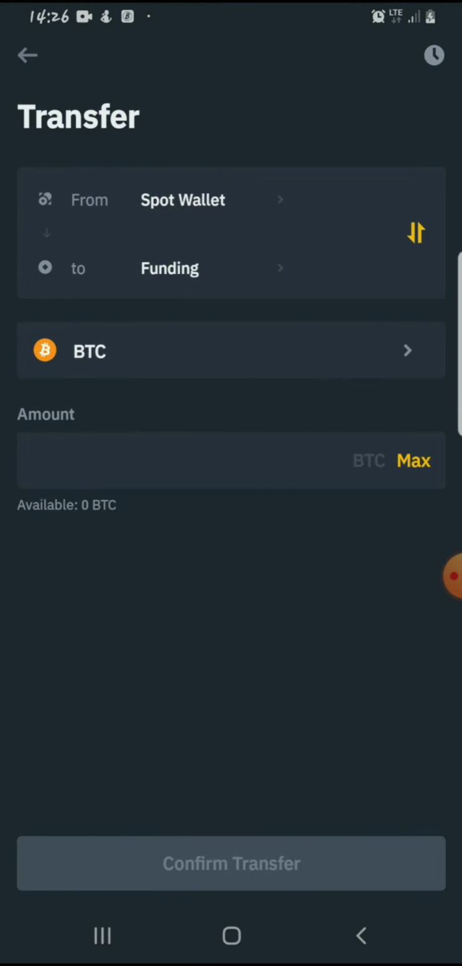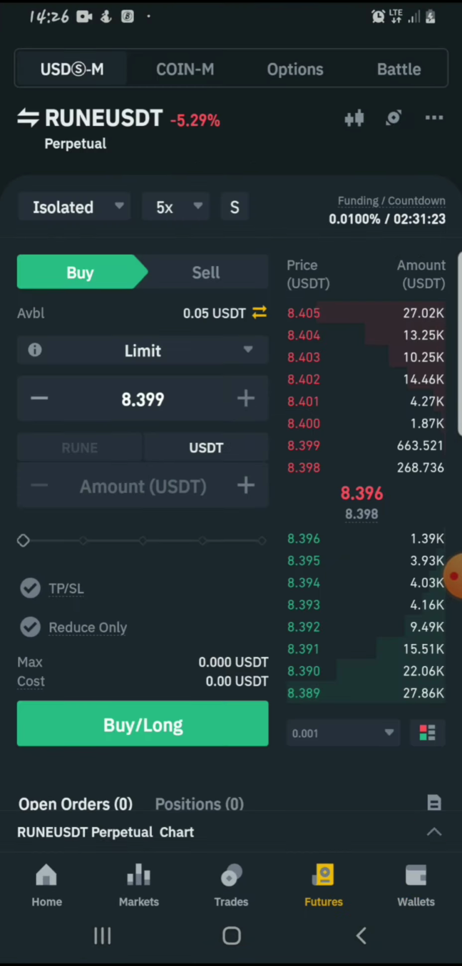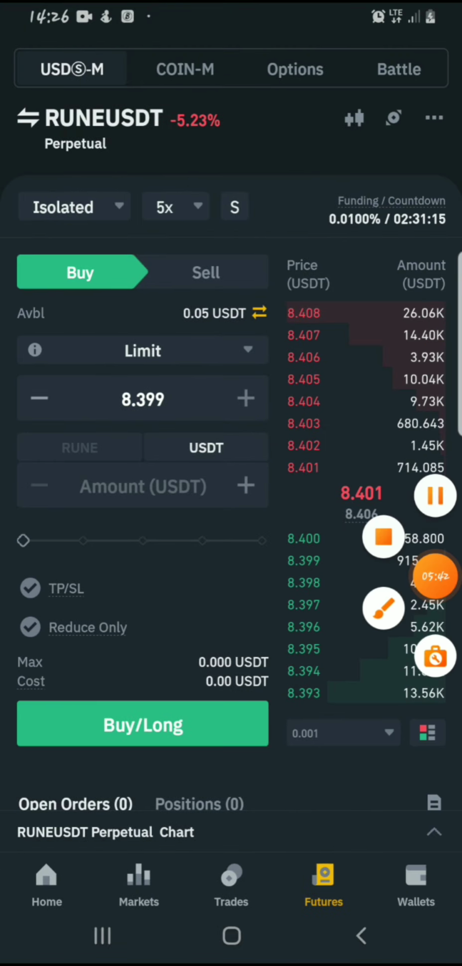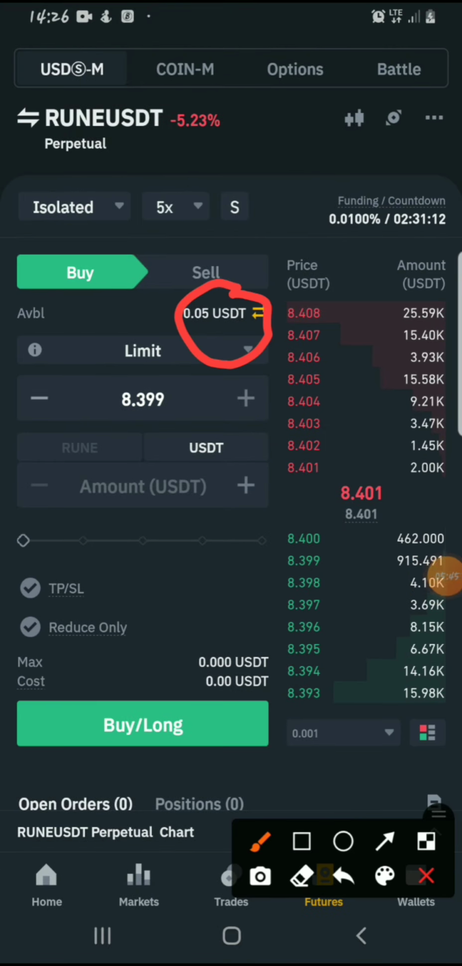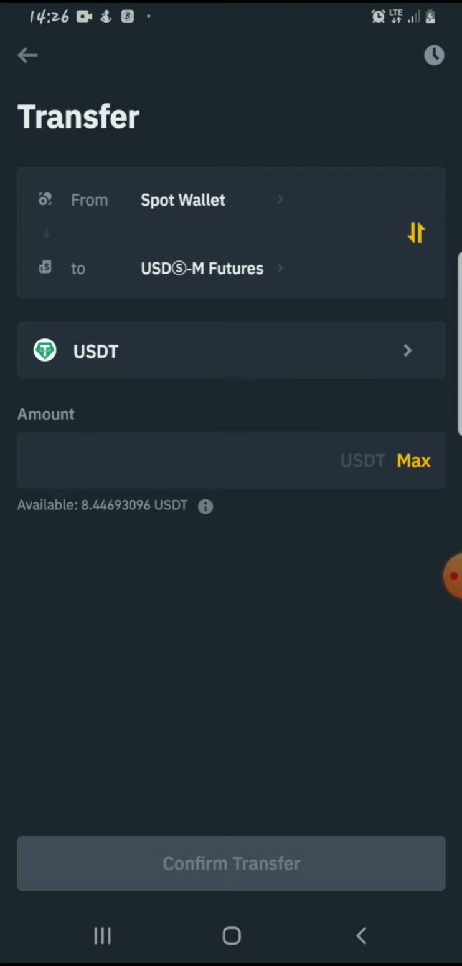Firstly, I have some funds in my funding wallet, so I'll transfer the funding USDT to my spot. Just ignore this process. This is the most important process. Now I am on this page. I'll click on this button to transfer assets. All right, so I'm going to click here, and spot to USDT futures, which is what I'm going to transfer. I'm going to transfer assets from the spot to the futures.